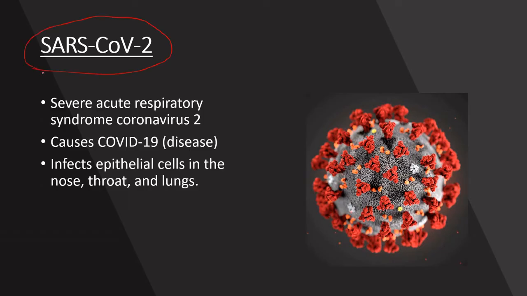So COVID that we're all dealing with at the moment, it's a severe acute respiratory syndrome. It causes COVID-19, which is the disease, and I think you guys already know that COVID actually stands for coronavirus disease, and 2019 is when it appeared. It infects epithelial cells in the nose, throat, and lungs, which is why it's a respiratory syndrome. Epithelial just means any cell that's a barrier between the external environment and the inside of your body. So the lining of your throat, nose, your skin even, we can classify those as epithelial cells. And that's what this virus is very good at infecting, the epithelial cells in the nose, throat, and lungs.